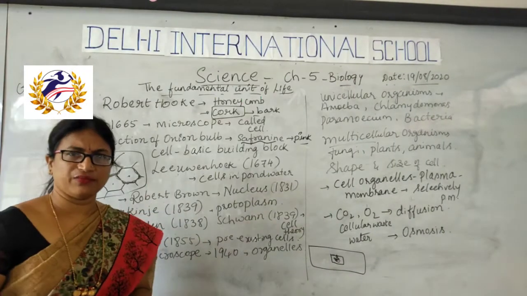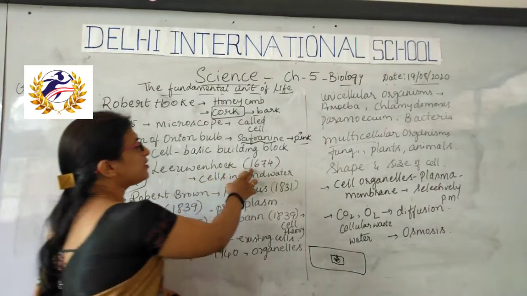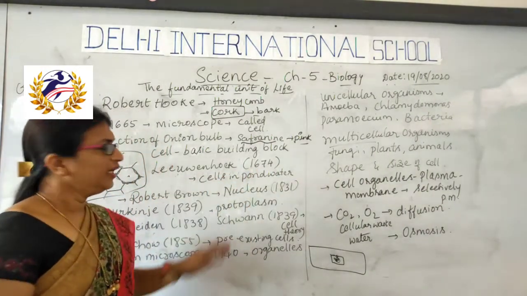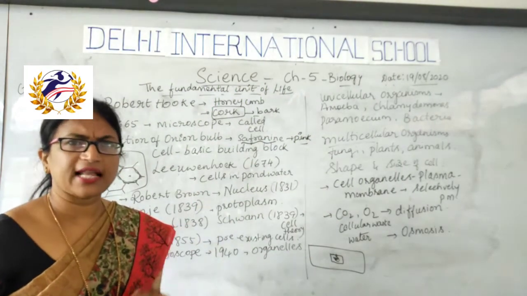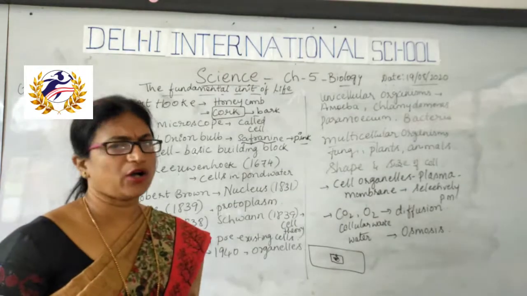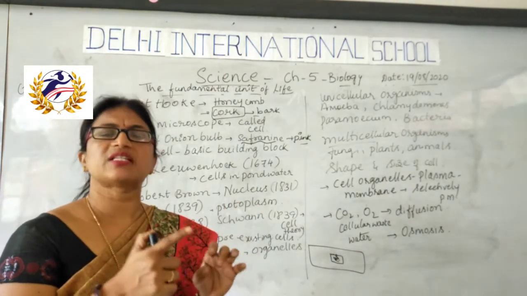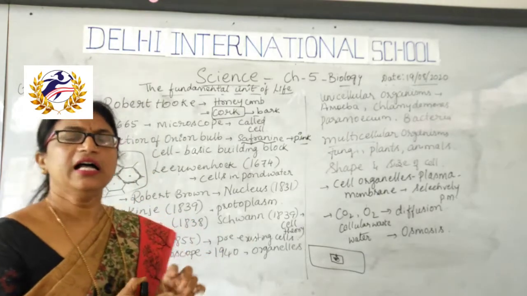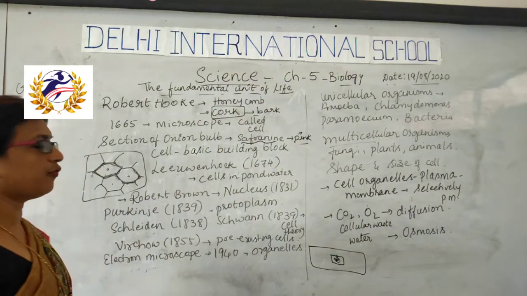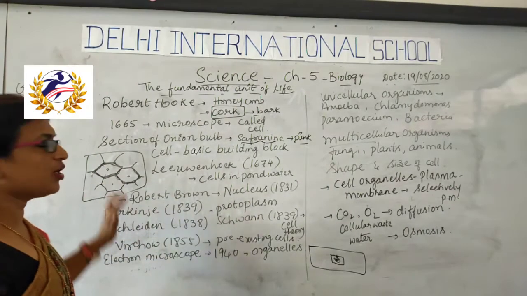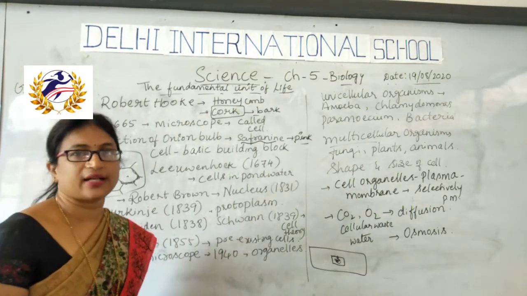Then Leeuwenhoek came. Antony van Leeuwenhoek, in 1674, observed some cells in pond water. We know that the unicellular organism amoeba is present in pond water. Most of the unicellular organisms like amoeba, chlamydomonas, paramecium, euglena are all present in pond water, observed by Van Leeuwenhoek in 1674. And so he observed that single cellular organisms are there.